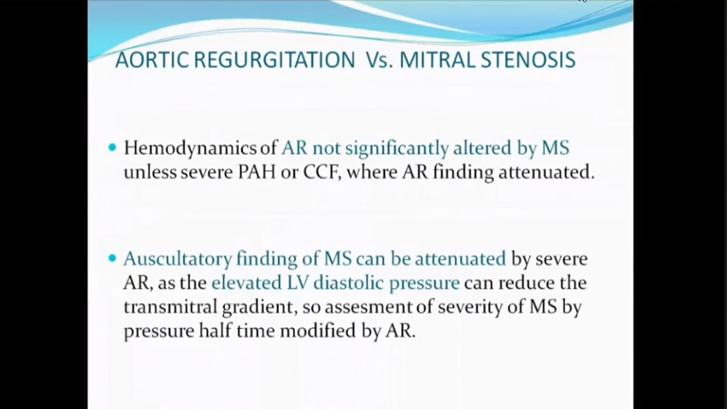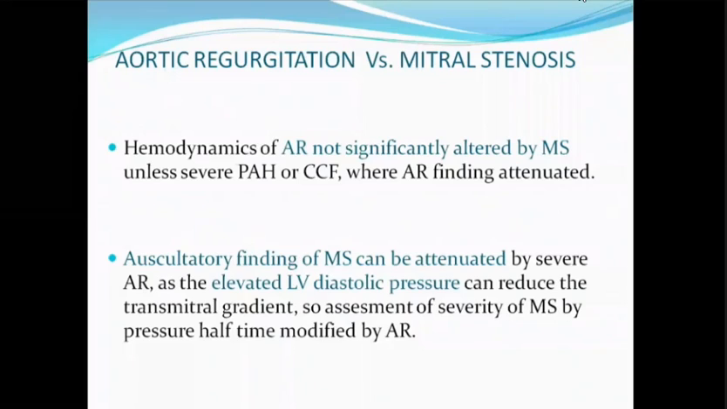The third one is aortic regurgitation versus mitral stenosis. So if a patient comes with both lesions, aortic regurgitation plus mitral stenosis, then how to differentiate? The hemodynamics of aortic regurgitation are not significantly altered by mitral stenosis unless there is severe pulmonary arterial hypertension or heart failure, where aortic regurgitation findings are attenuated.